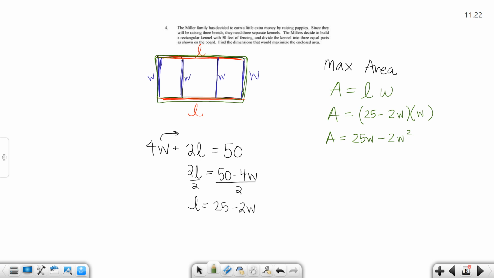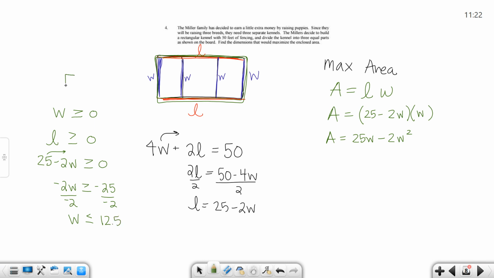Now, let's talk about the restrictions. I know that W is the distance, so it has to be positive. I also know that the length has to be positive. Well, the length is 25 minus 2W. That has to be positive. So a negative 2W would have to be greater than or equal to a negative 25 when we move that over. I'll divide both sides by negative 2, and when I do that, it flips my sign. So W is less than or equal to 12.5. So the restrictions on W, when we optimize over the domain, W has to be between 0 and 12.5.